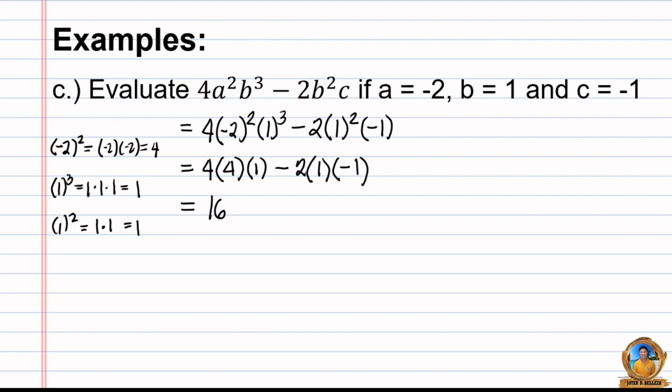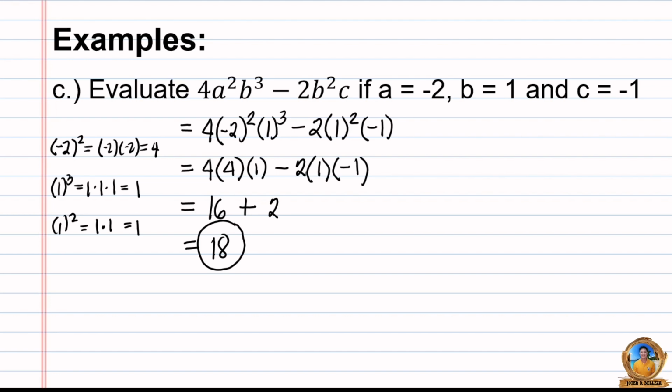Okay, so this means negative 2 times positive 1 times negative 1. So negative times negative is positive, and 2 times 1 is 2. So therefore, we can say that the value of the expression 4a squared b cubed minus 2b squared c, if a is negative 2, b is 1, and c is negative 1, is equal to 18. Okay? So yan yung value ng algebraic expression na yan.